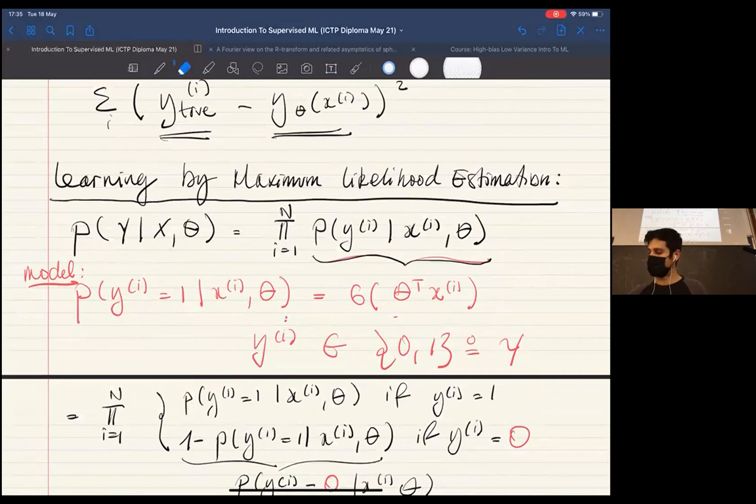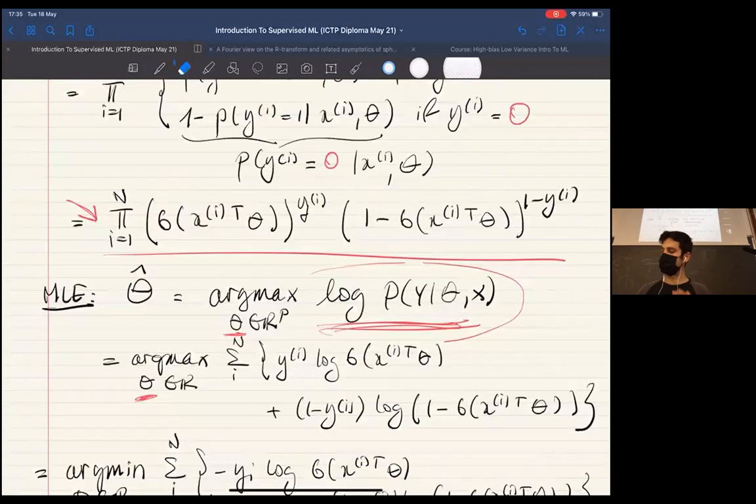Okay. So this cross entropy is specific to logistic regression. If you had another application in mind, you would have another cost. Okay.